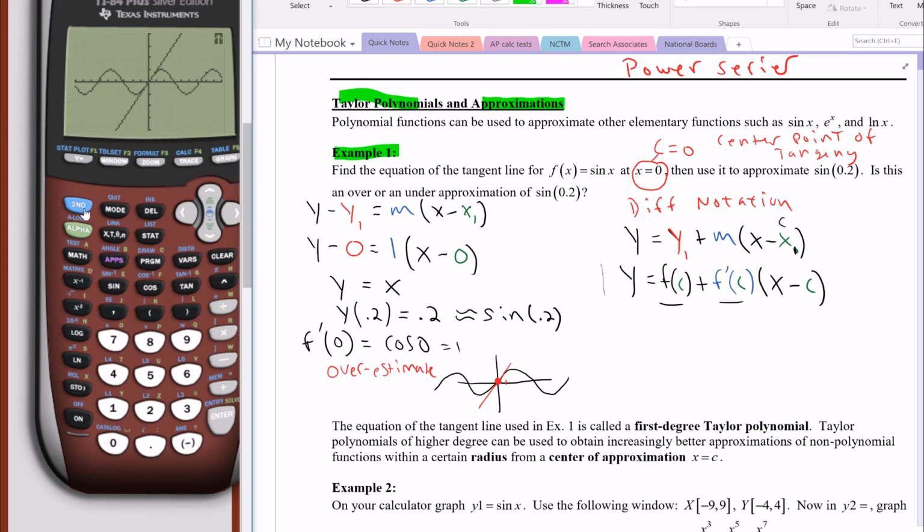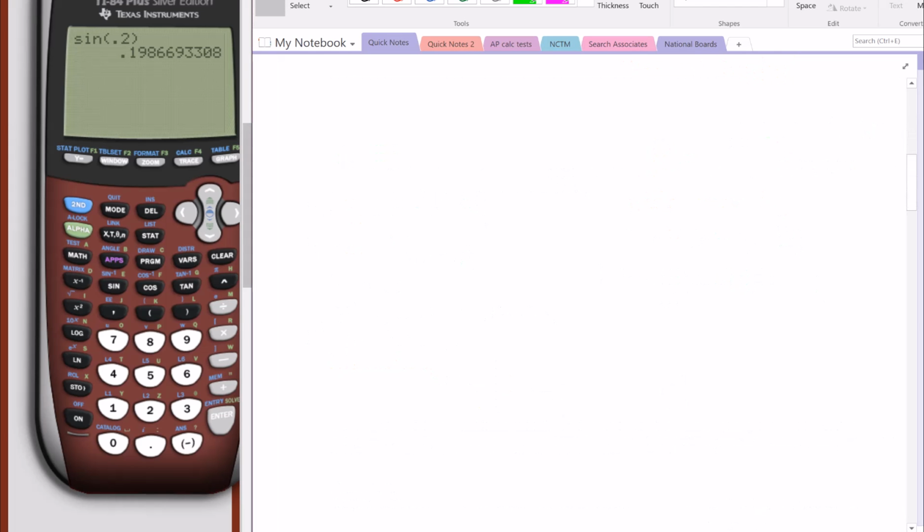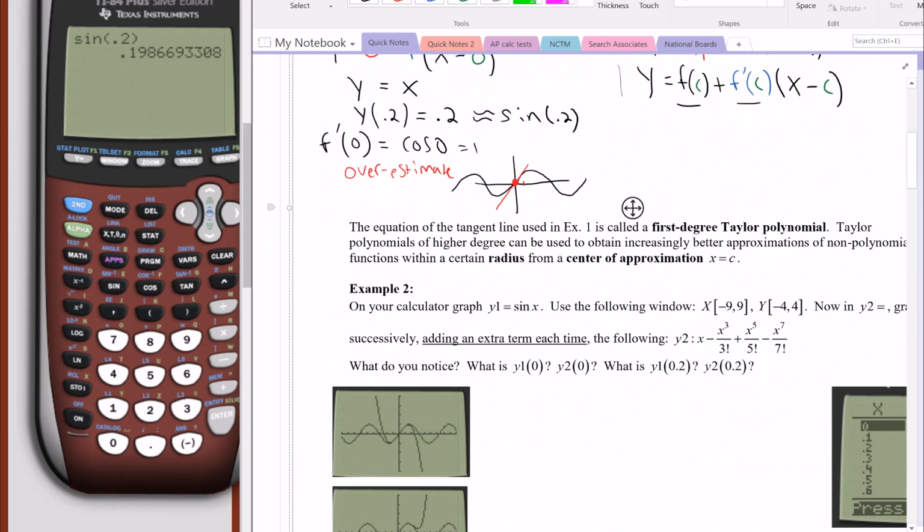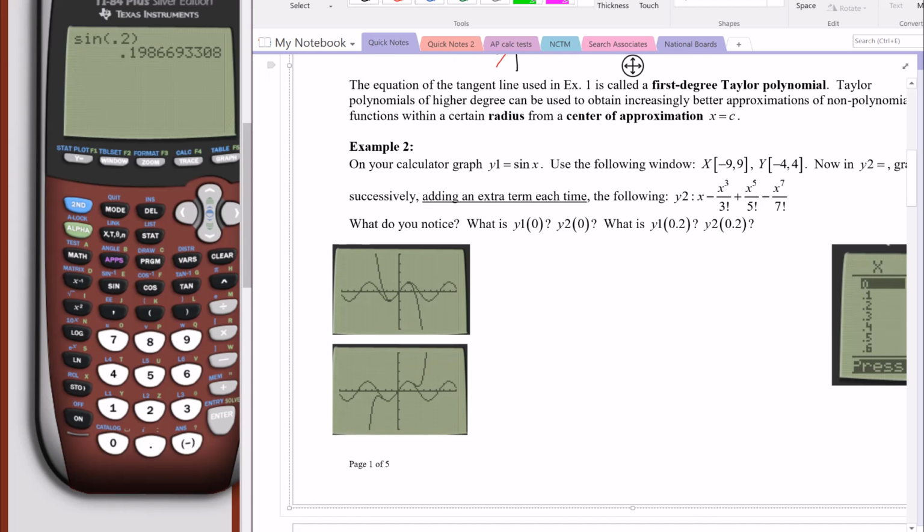We can also go ahead and just look at what sine of 0.2 is and see if our approximation was pretty good. Sine of 0.2 is 0.1986. We said it was 0.2, right? We're a little bit higher than 0.1986, so it was a decent estimate. Depending on how accurate you want it to be, that might suffice, right? And it's a lot easier to plug things into y equals x than it is to plug things into sine.